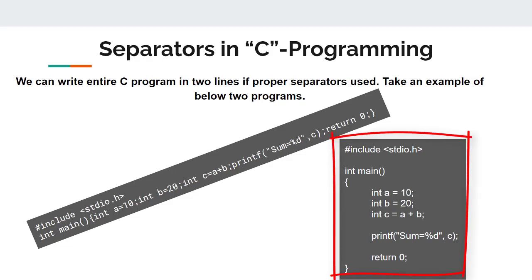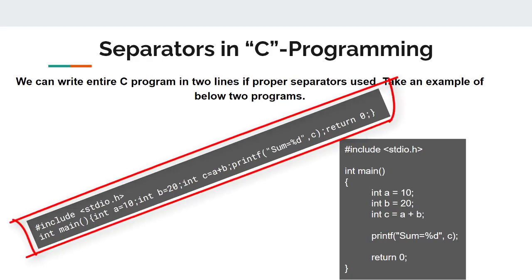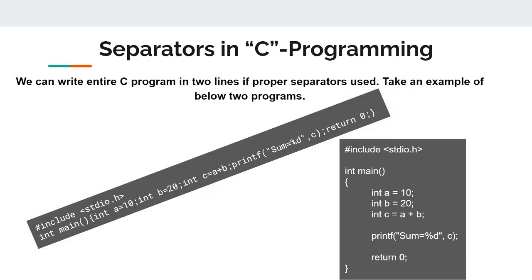This same program, now with separators in C, we can write in 2 lines if we use proper separators. Take an example of these following 2 different representations of a program. Now the same program is written in 2 different ways, and both programs will work the same.